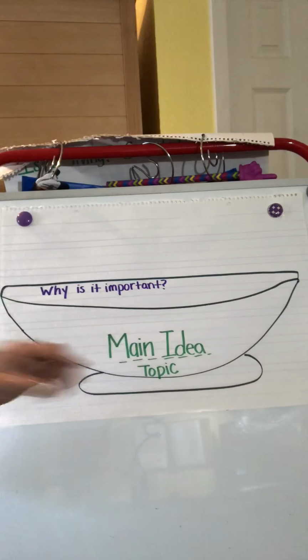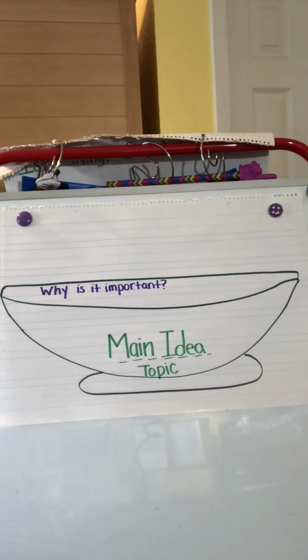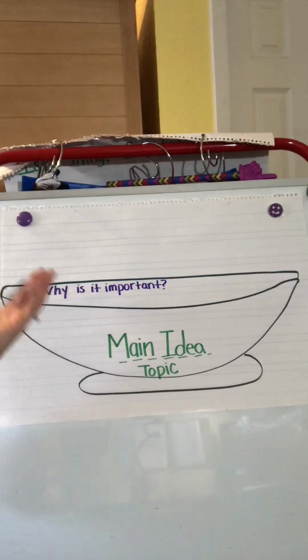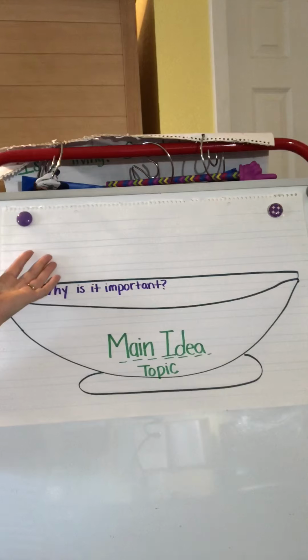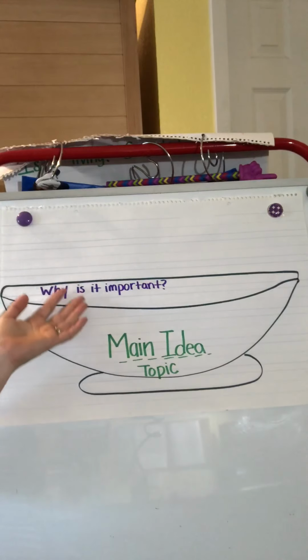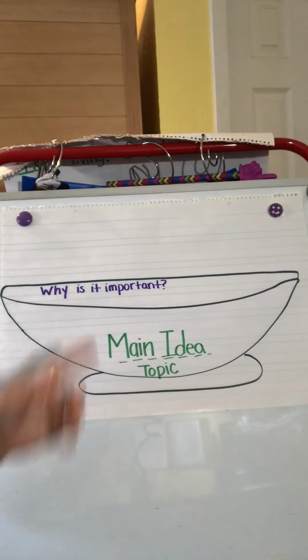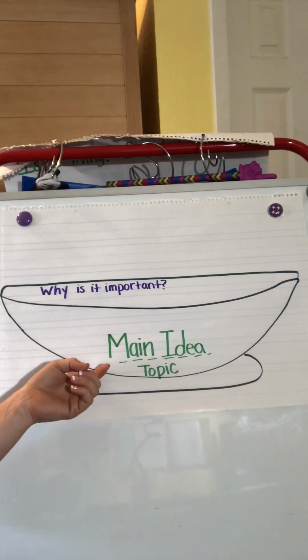We are going to use a graphic organizer to help us determine what the topic of the story was about, and then help us decide why this topic is important for the author to have written about. And then we're also going to come up with examples that back up why this topic was important. Remember, we always want to give examples, text evidence, to back up our main ideas or topics.